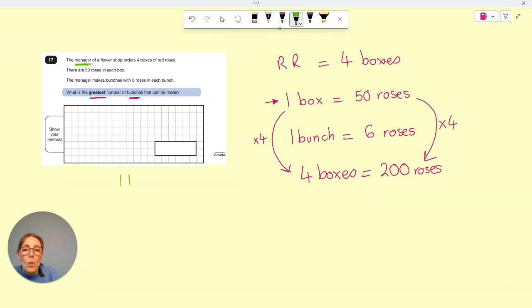So one bunch, I'm going to put B, one bunch equals 6. So 2 bunches is going to be 12. So 10 bunches, well 1 times 10 is 10 and 6 times 10 is 60. So we could do that and keep counting up until we get to 200. Or we could find out how many times we can fit 6 into 200. We could split it, couldn't we?